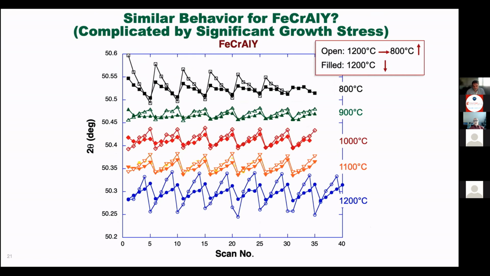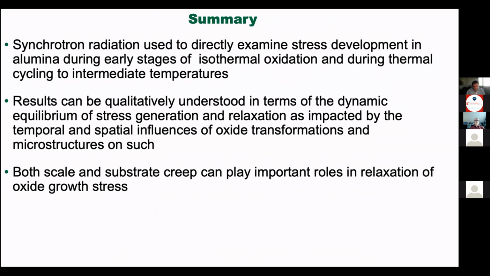And finally, we tried the same experiment for FeCrAl. I don't have time to go into it, but we're not sure if we really saw the emergence of the tensile stress. We had some indications of tensile stress, but given the fact that it has a starting tensile stress, it complicated the picture very much.